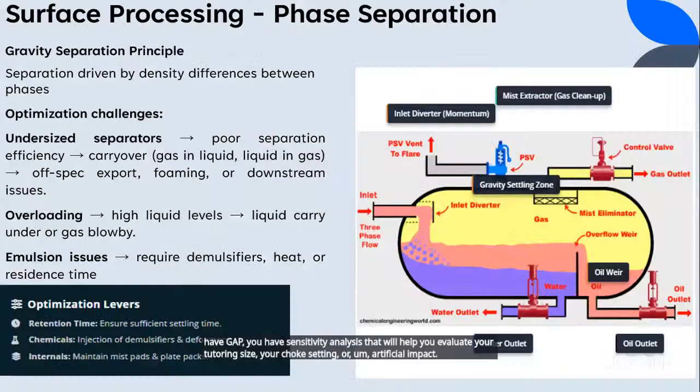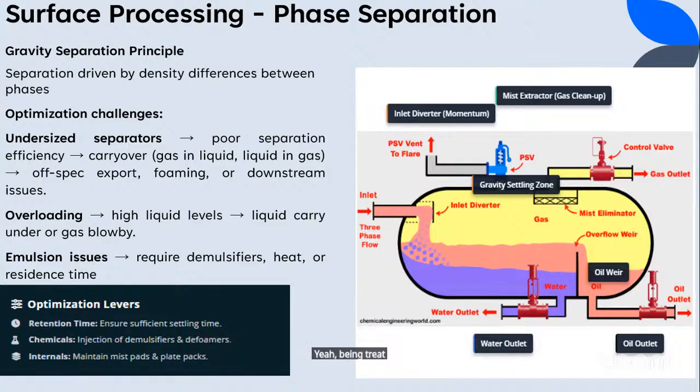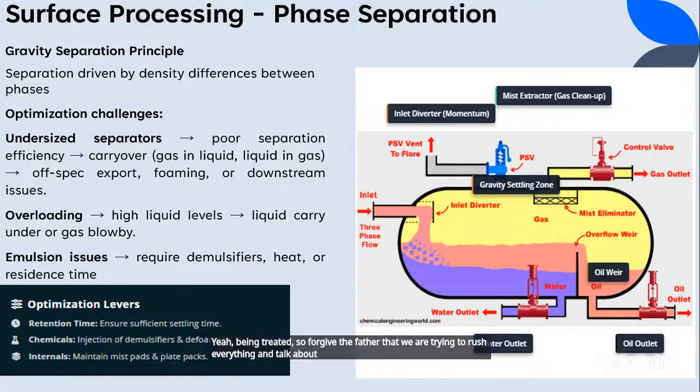Okay, then the next point of our production system. Now, we're trying to compress everything. These are actually standalone topics in production engineering. That's why I said in my school, we do it from year 3 to year 5. We break down each of these systems into topics that are treated individually. So forgive the fact that we are trying to rush everything and talk about them in 40 minutes.